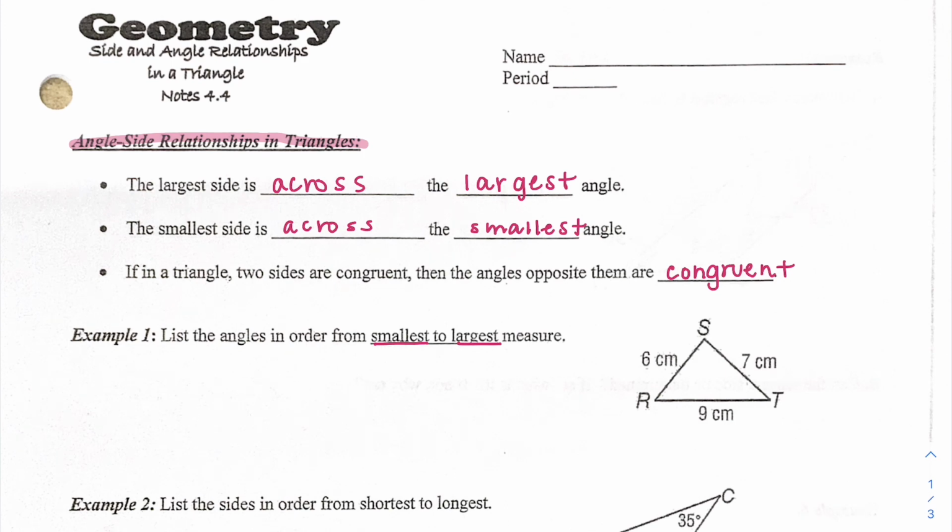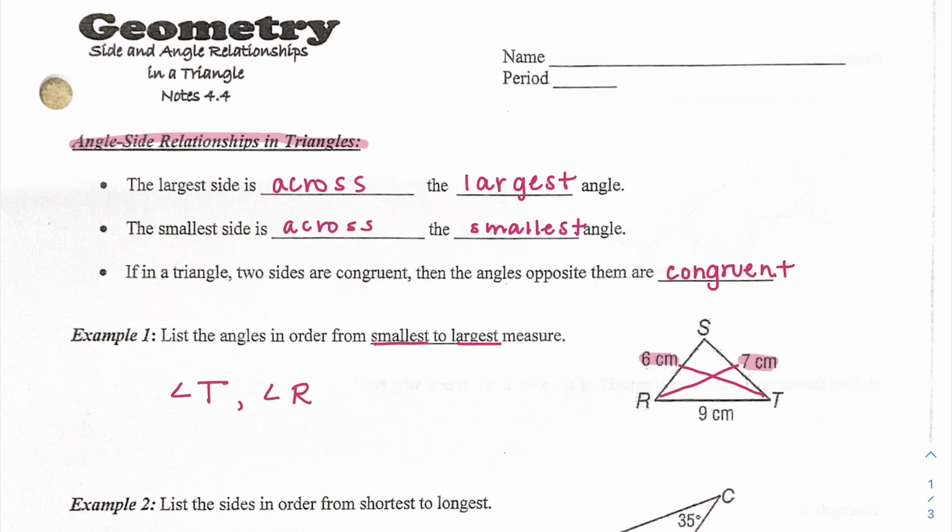So example 1 says, list the angles from smallest to largest in measures. Now you notice we don't have any of the measurements, but we can know their order based on their sides. So we know the smallest angle is going to be across from the smallest side. When I look at my sides, I've got 6, 7, and 9. My smallest side is going to be the 6. So look, the angle opposite of that, or across from it, is angle T. So angle T is our smallest angle.